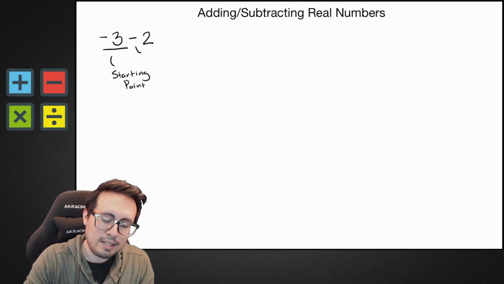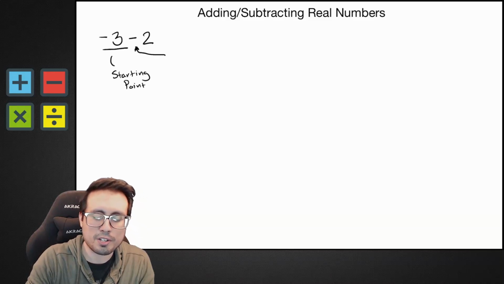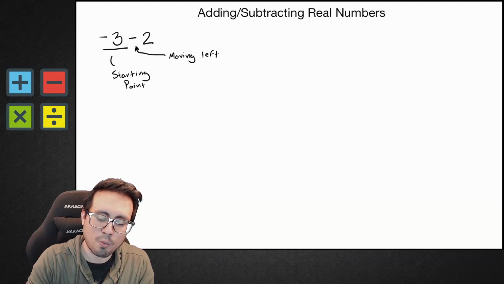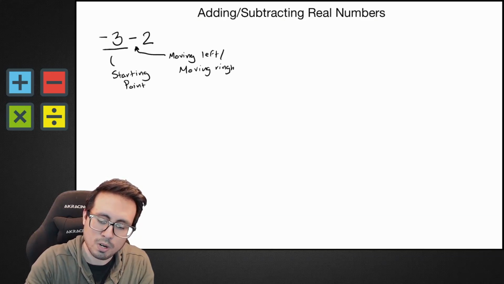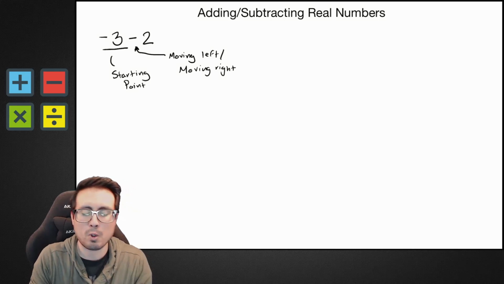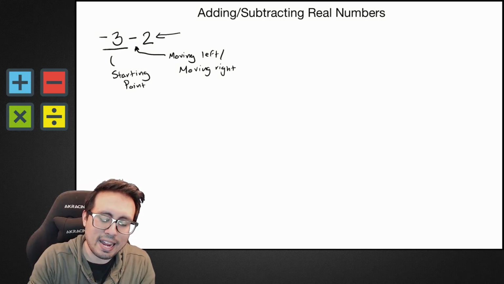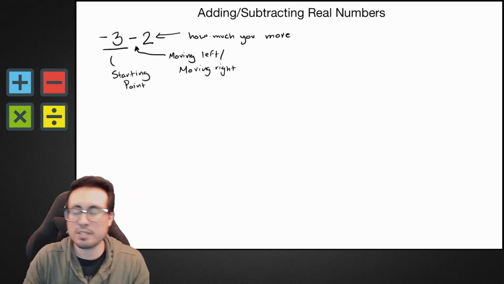okay? The operation, whether it's addition or subtraction, tells you whether you're moving left or moving right on the number line. Okay, and I'm going to show you guys with a number line how that works. Moving right. Okay, cool. And the number at the end tells you how much you move, right? How much movement. Okay? So these are the basic principles.